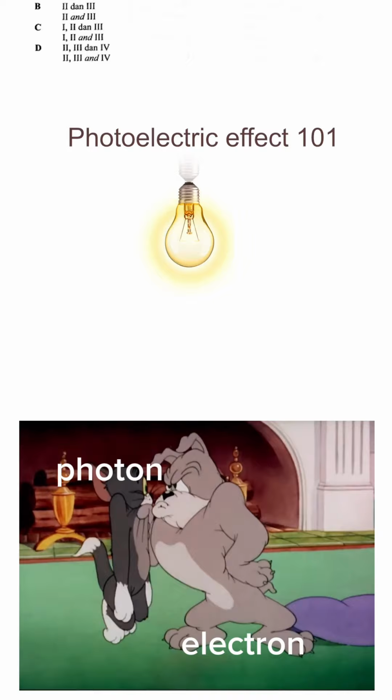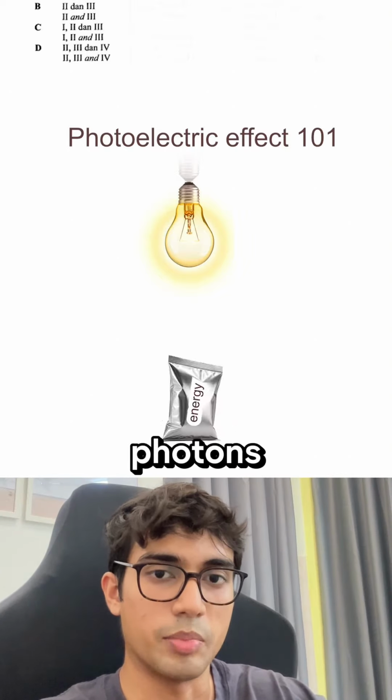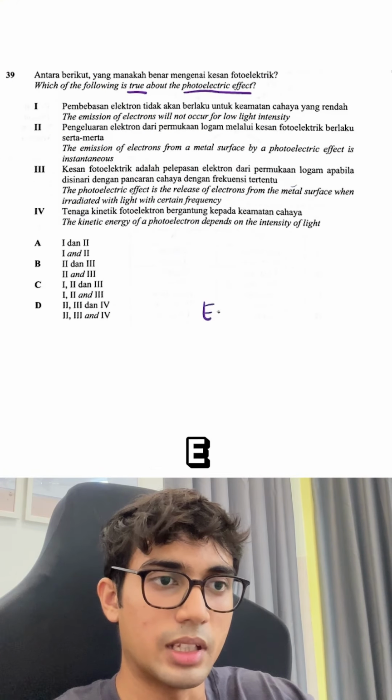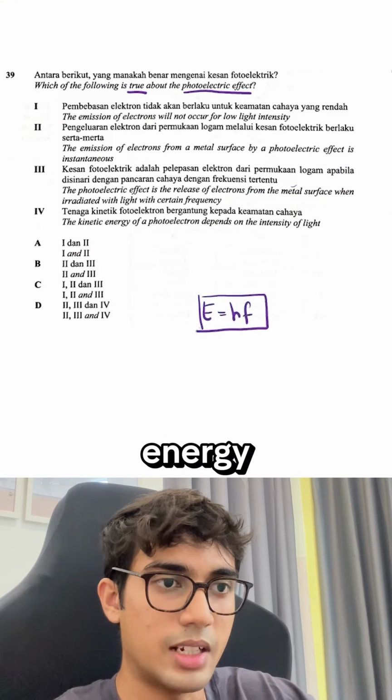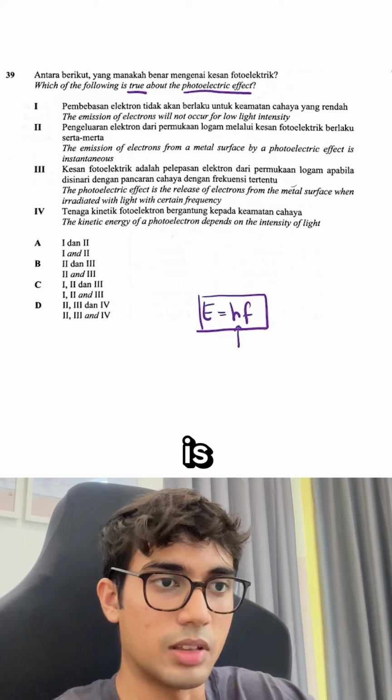So it all depends on the amount of energy the photons bring. The amount of energy each photon brings, E equals hf. So the energy depends on frequency only. h is a constant. h is Planck's constant.